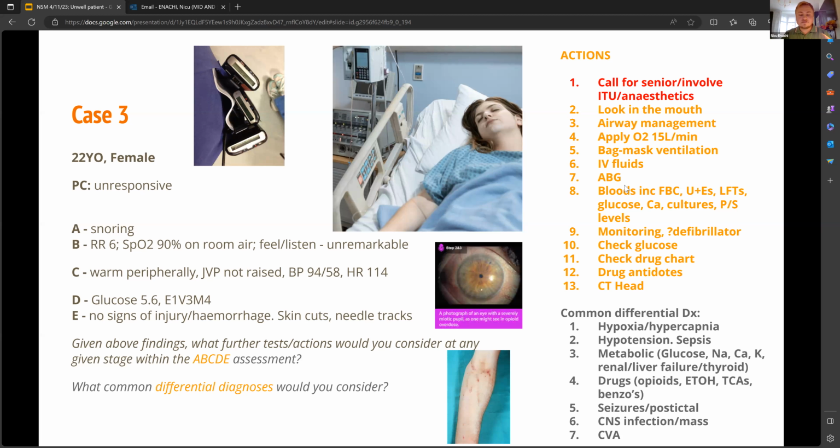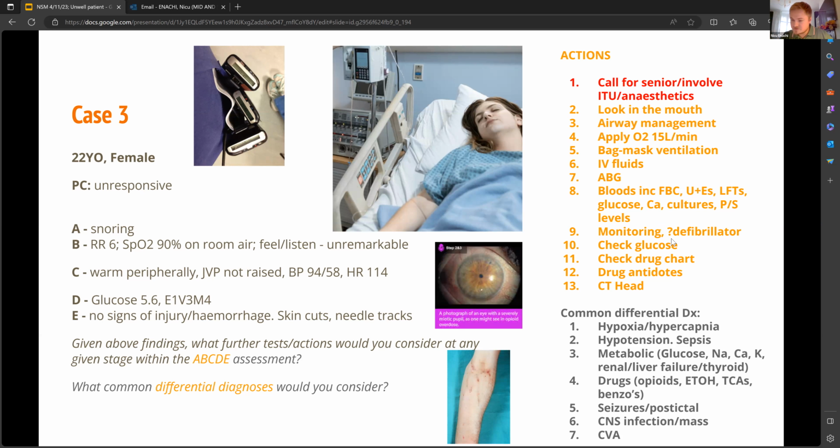You would do an ABG, their SATs are low. You do some bloods as well. In a drowsy, comatose patient, think about taking lots of blood tests for different things. Make sure you check the glucose, the calcium as well. Blood cultures, paracetamol PNS, which stands for paracetamol salicylate levels. So we've seen that this patient has got needle tracks and skin marks. They probably have a history of deliberate self-harm or drug overdose.